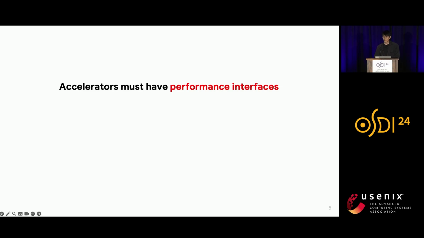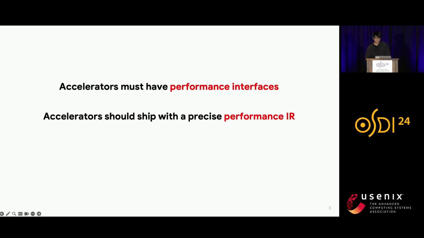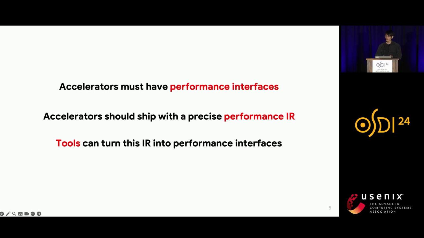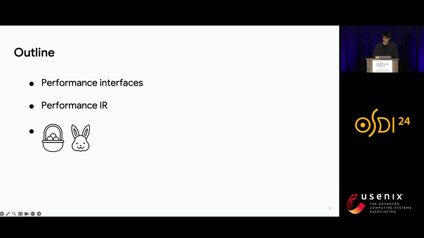In this talk, I'll try to convince you of the following three statements. First, accelerators must have performance interfaces. Second, accelerators should ship with a precise performance IR. And lastly, it is possible to build tools that then transform this IR into performance interfaces. Next, I'll show you what a performance interface is and how to use it. Then I'll talk about the performance IR to represent the performance of the hardware and use it to derive the performance interface. And lastly, there's an Easter egg that I'll show at the very end, so stay tuned.